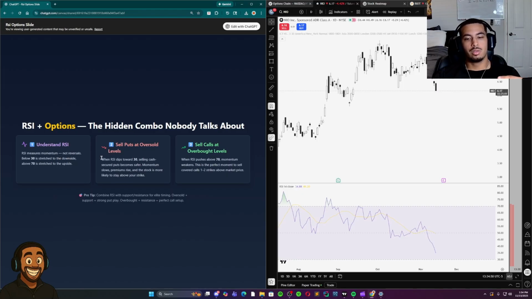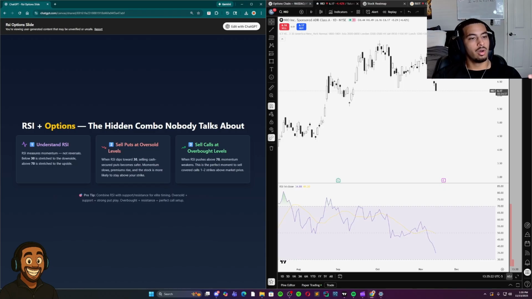Sell puts at oversold levels, where the RSI has dipped towards 30. Selling cash secured puts becomes safer as momentum slows, premium rises, and the stock is more likely to stay above your strike. Sell calls at overbought levels. When RSI is above 70, momentum weakens, and it's the perfect moment to sell covered calls one or two strike prices above the market price.